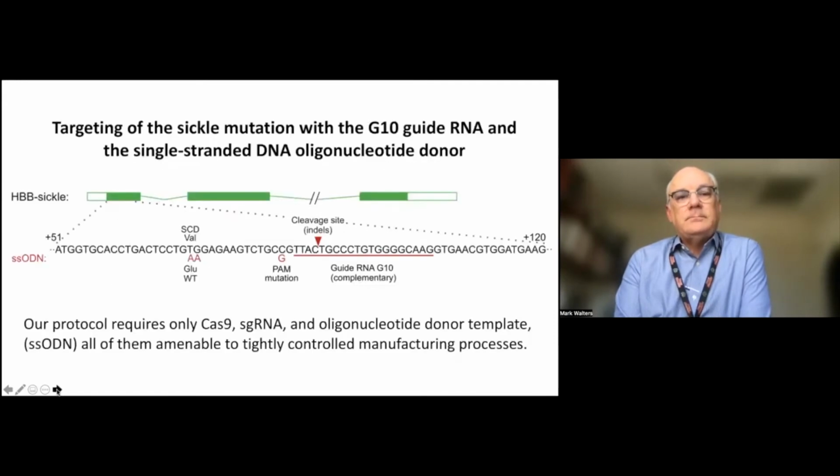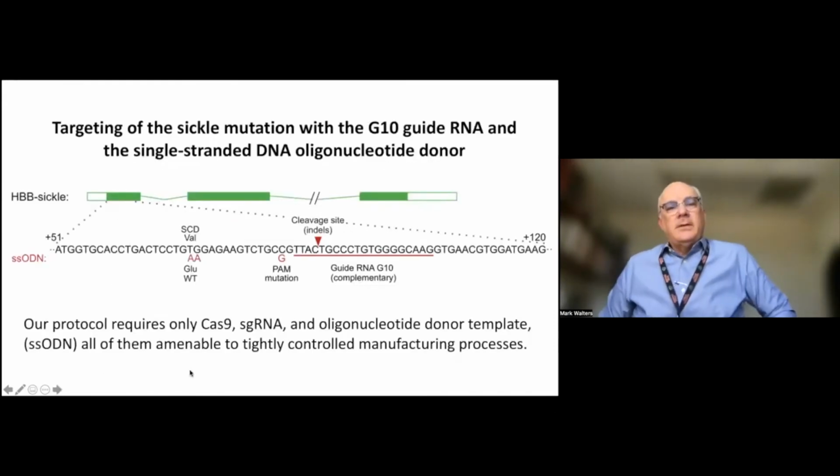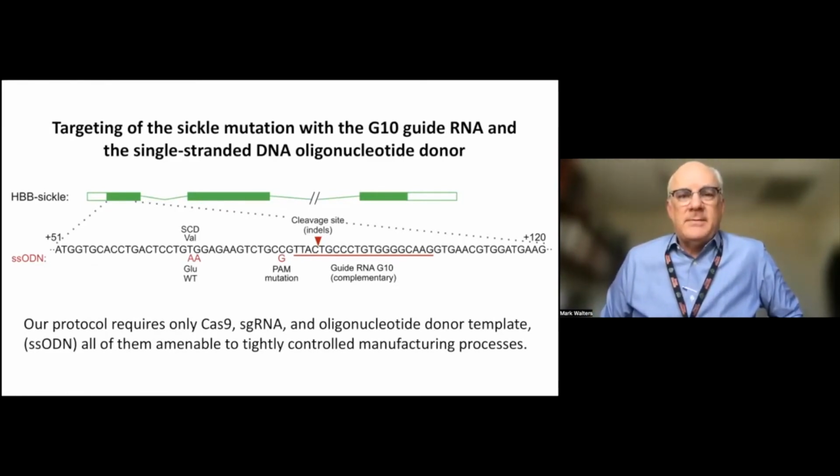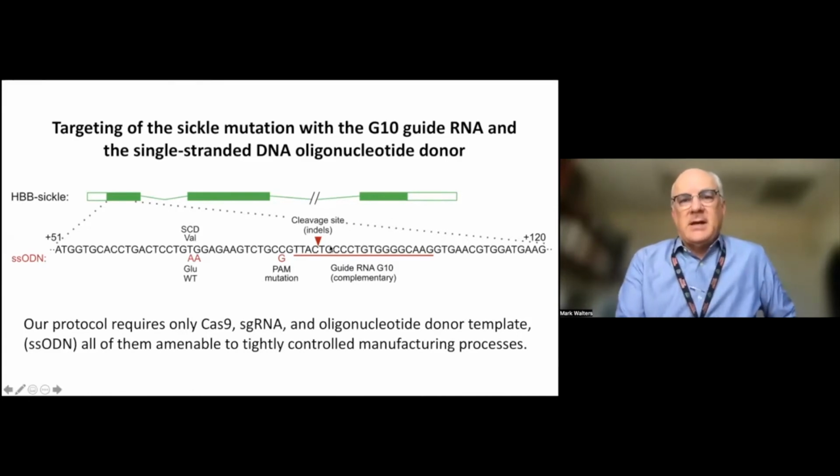So I begin with a description of the reagents that were developed. So depicted here is the single-stranded DNA oligonucleotide that has the corrected template from which a healthy copy of the beta globin gene would be produced. And in red, the sequence where the guide RNA brings that nuclease, the Cas9 enzyme that makes the double-stranded cut at this red triangle.